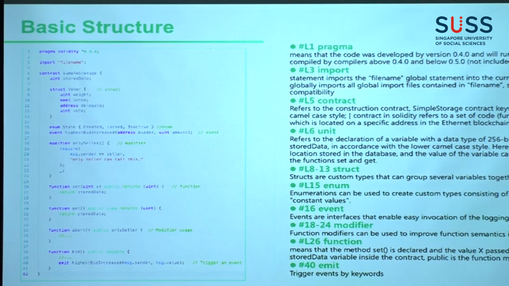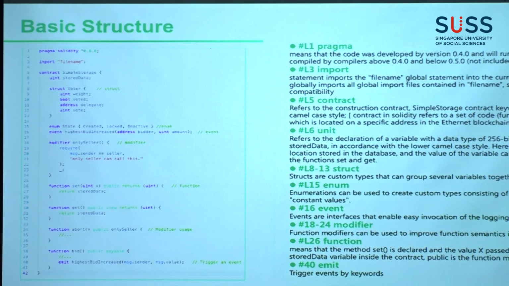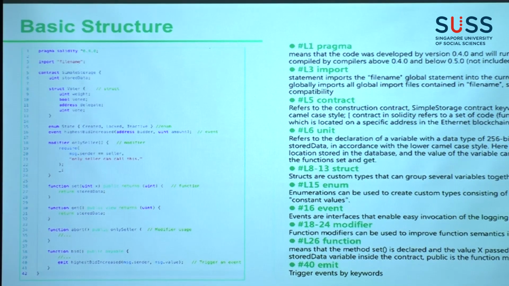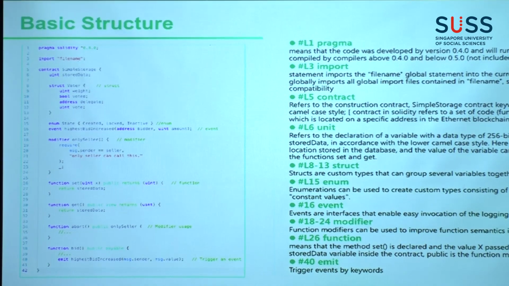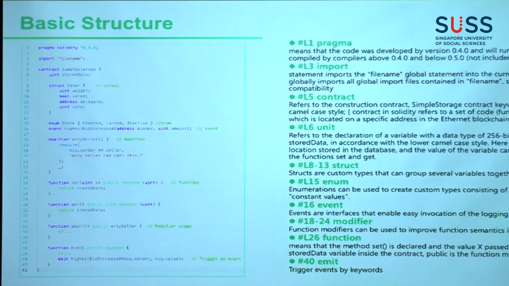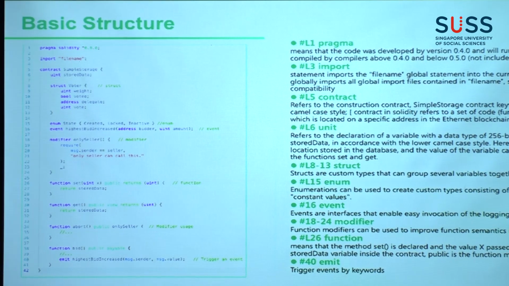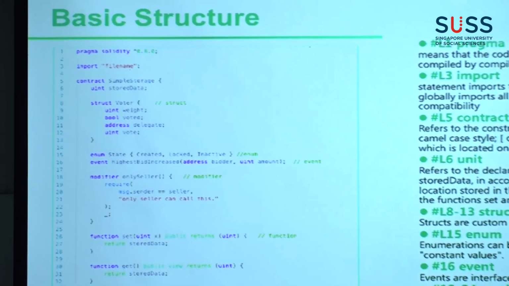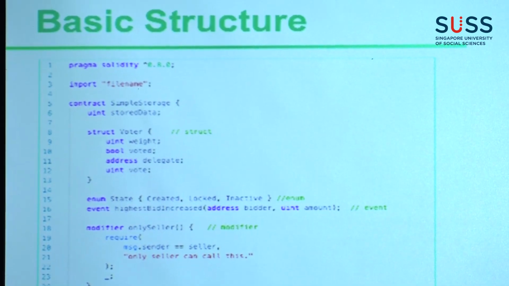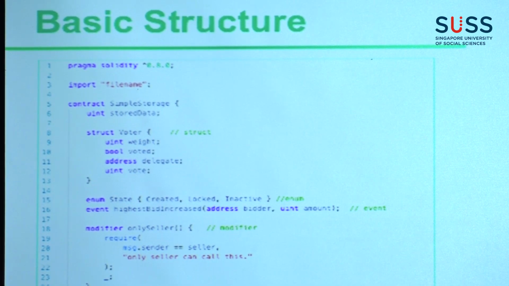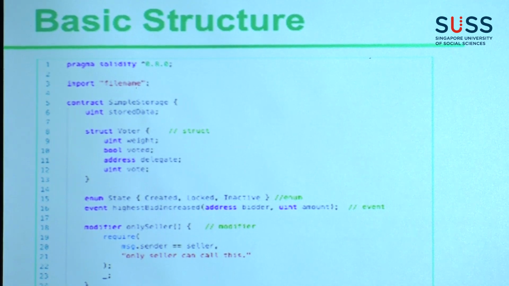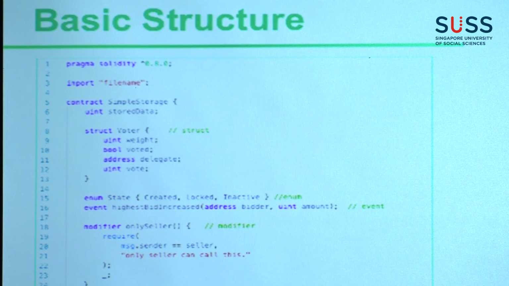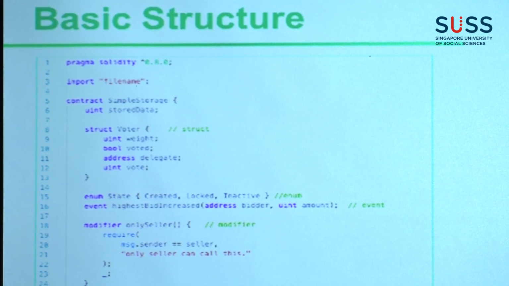And the third line is an import statement. The import statement will import other files and global variables into this smart contract. It also imports files recursively. For example, if a file is imported and that file imports another file, all those files will be imported. It is recommended to use a namespace because otherwise you're going to confuse the variable names. And it also supports backward compatibility.